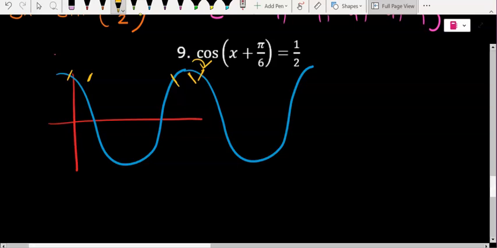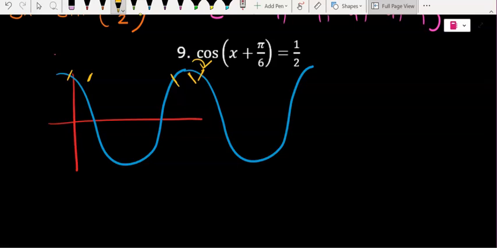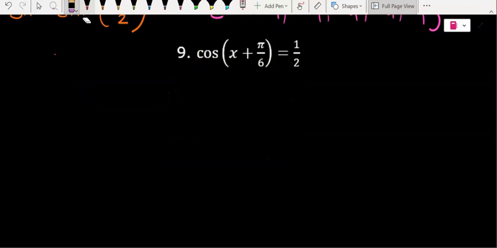So keep in mind, if I have a left or right shift, my answers as I solve it might not all be in the domain restrictions that I have. I might have to add whatever my period is or subtract whatever my period is to get an answer that I need. So let's go ahead and solve this one.